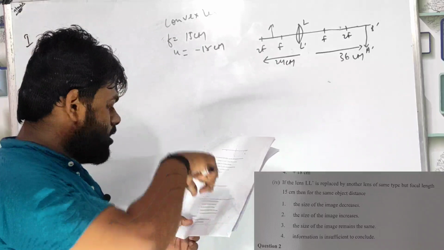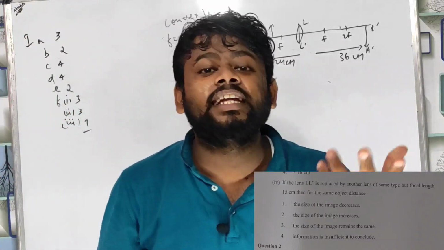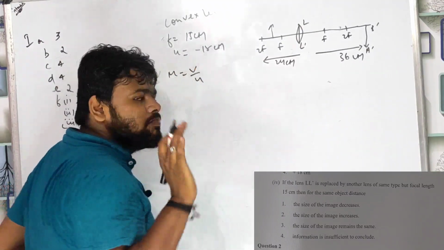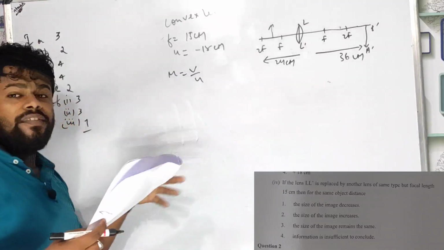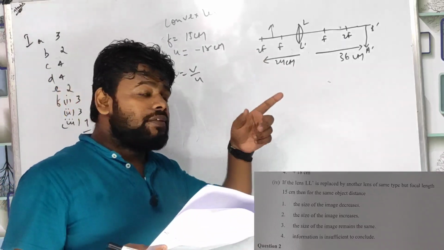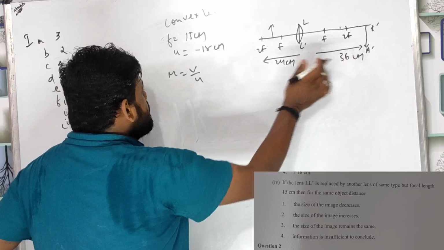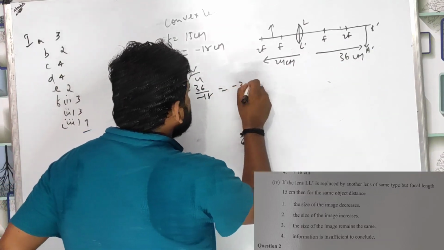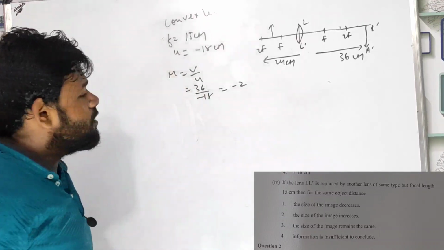Acha, here it is saying that the size of the image is magnification. Which kind of magnification? Linear magnification. You know very well, children, the formula m equals v upon u. Baat khatam. Acha. Here it is asking what will be the size? चलो देखते हैं. In the first case, v was 36 by minus 18. It is all about minus 2. That means the magnification was minus 2.